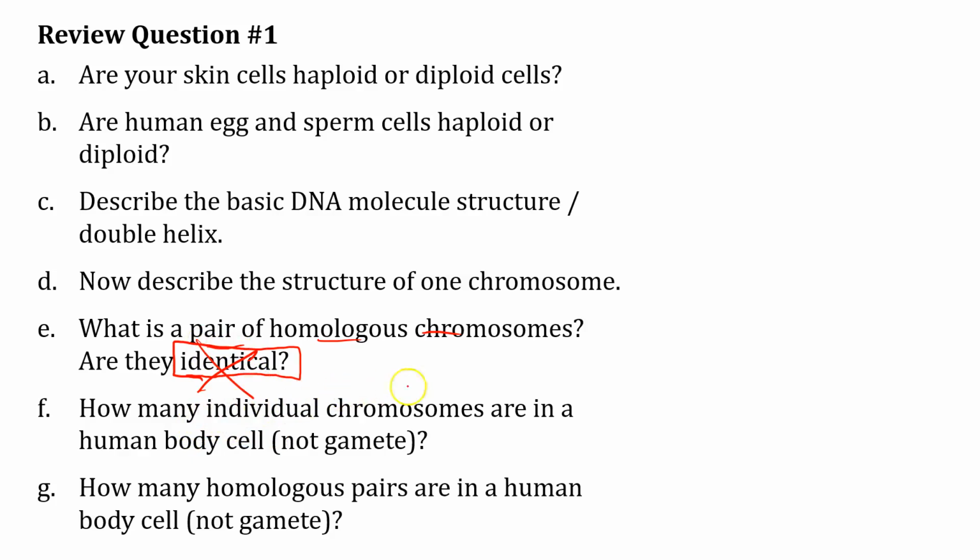How many individual chromosomes are in a human body cell? That would be 46. Okay. Then this asks how many homologous pairs are in a human body cell. That would be 23 homologous pairs.